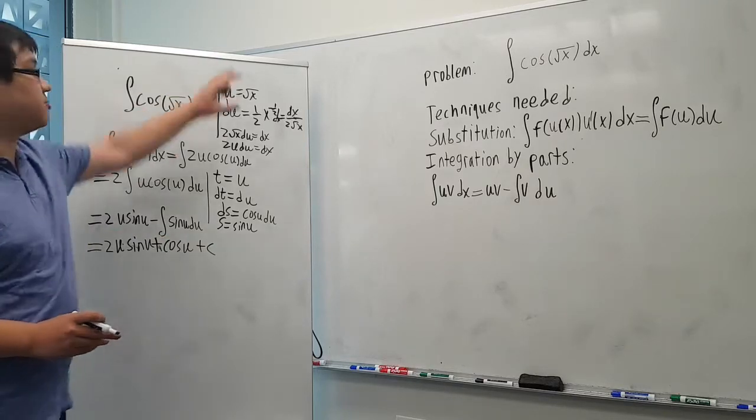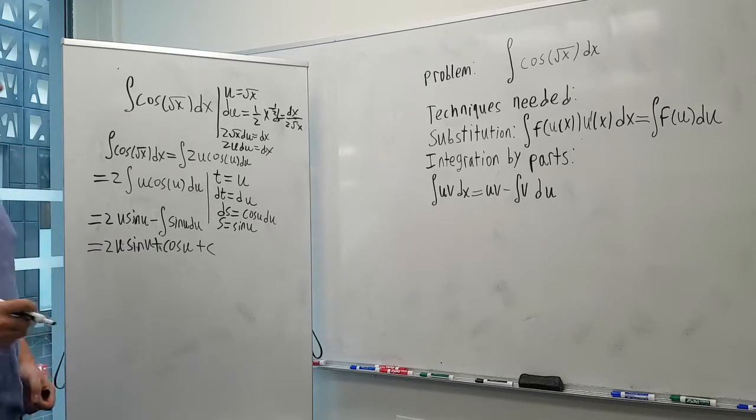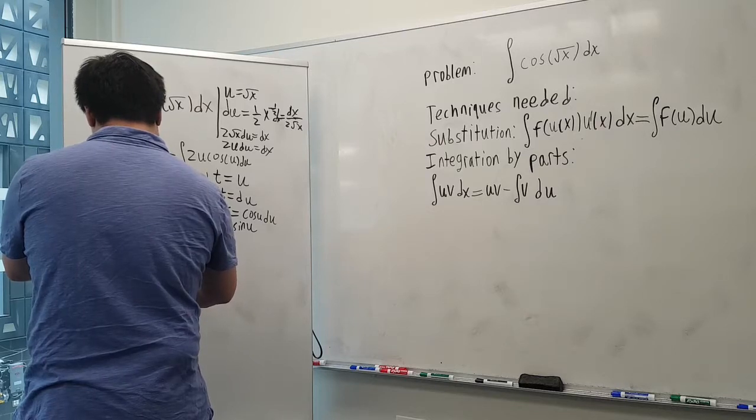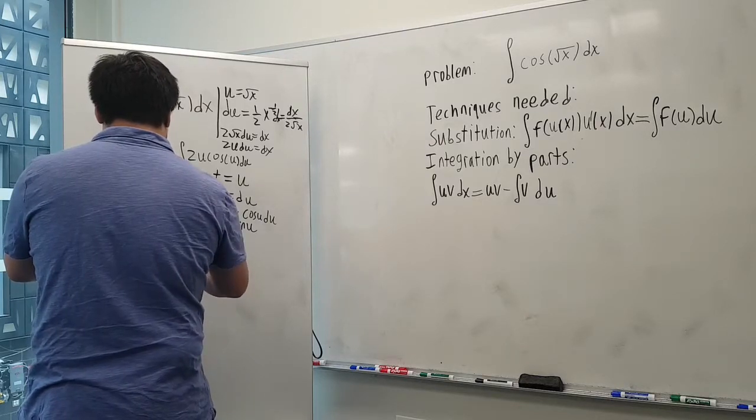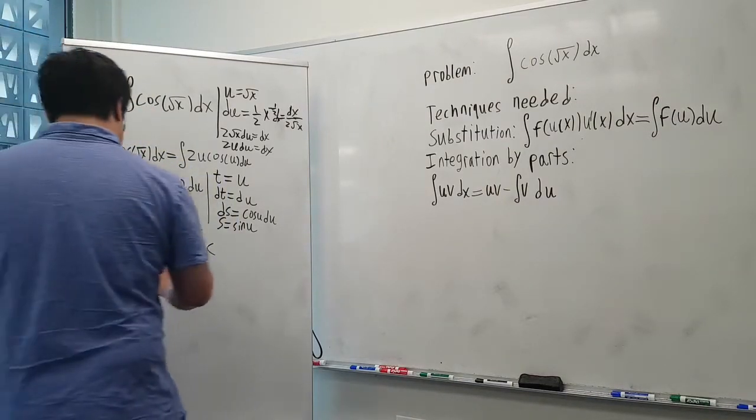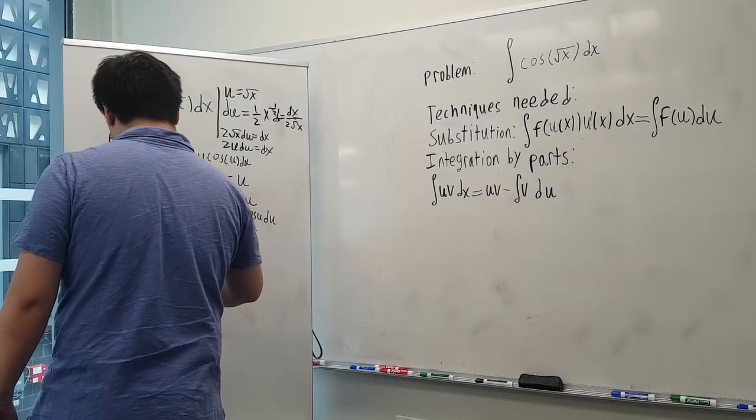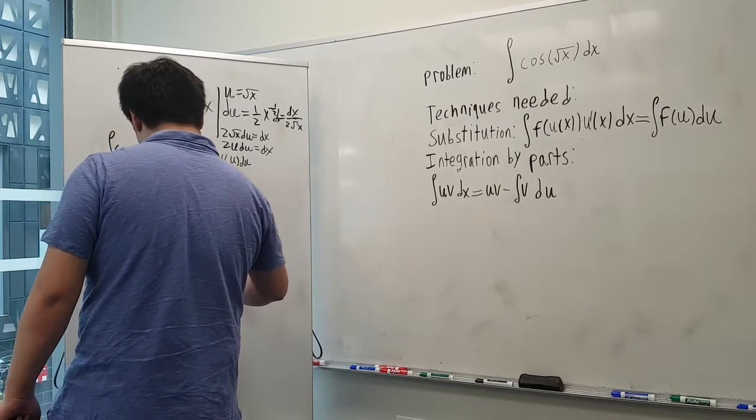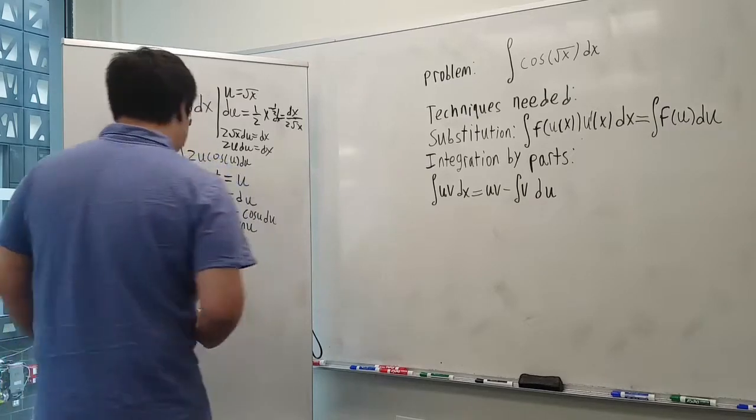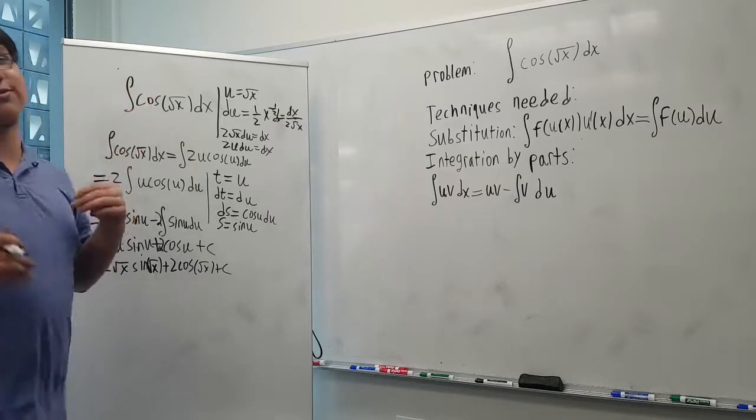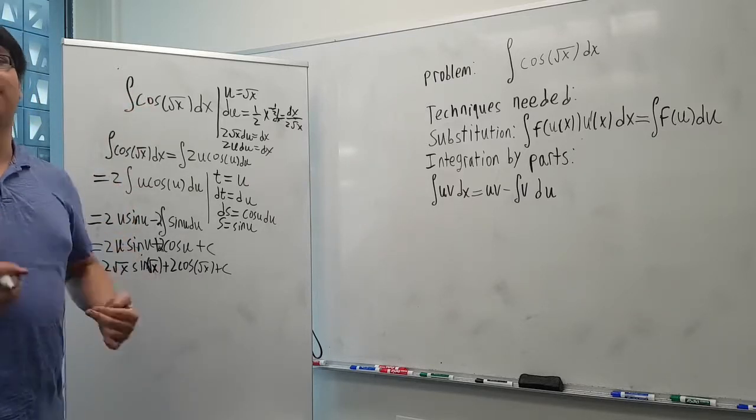Next, we just substitute u as square root of x in our expression. Oh, and this should also have a 2, sorry. The 2 goes through the entire integral. C is any arbitrary constant, and if you were to differentiate this function, you would get cosine of square root of x. Alright, that's it. Thanks for watching.